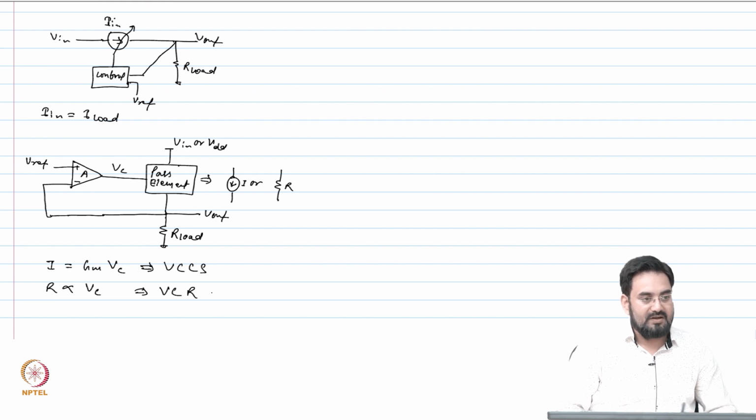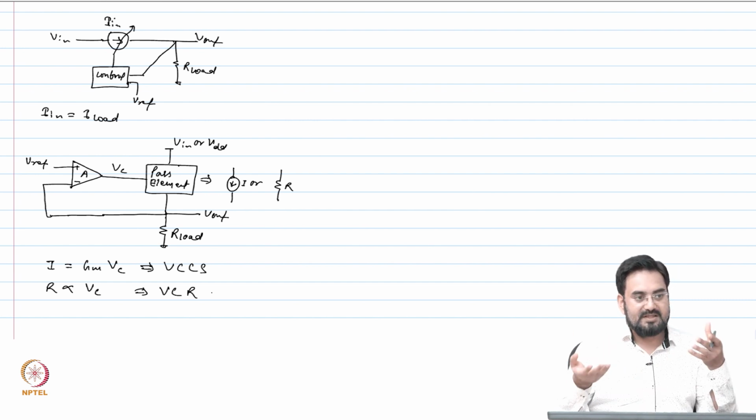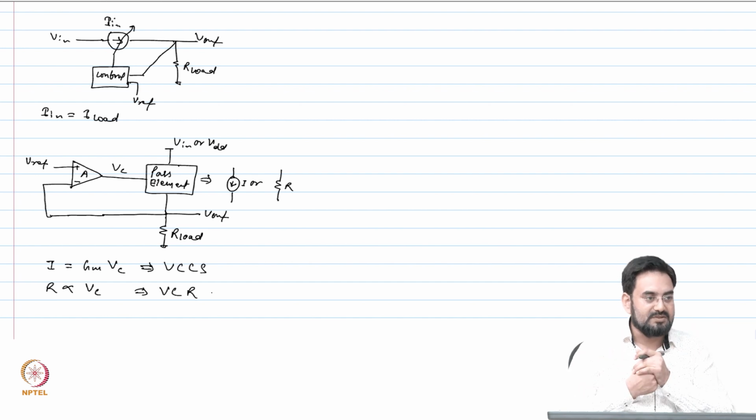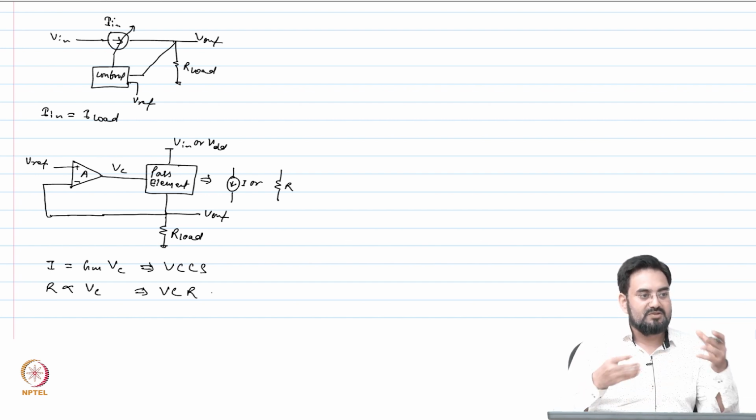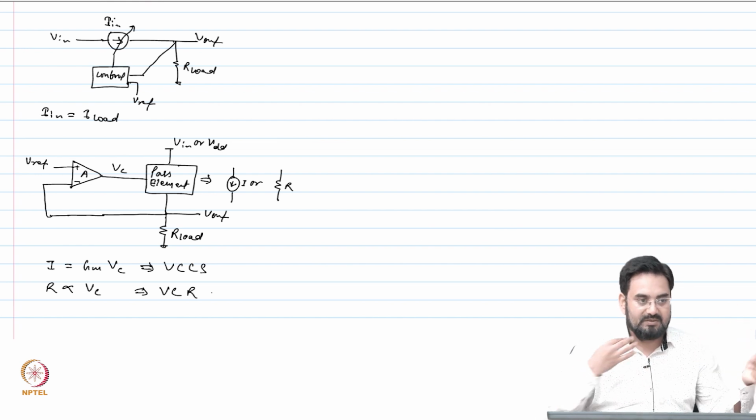Why do we use current, why not resistor? So, MOSFET, if you operate your MOSFET in a triode region, it will behave like a resistor. If you operate in saturation region, it will behave like a current source, but most of the time we use the saturation region. The obvious reason is your PSRR. So, we will talk about that.